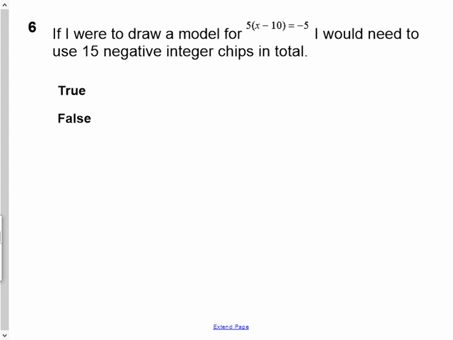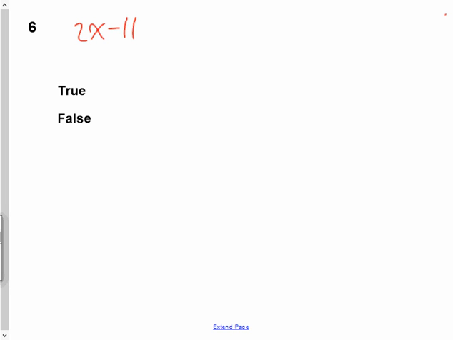And question 6, if I were to draw a model for 5 groups of x minus 10 equal... Oh, I don't have this on your test, do I? Is this on your test? No. What's the actual question on your test? My apologies, I had the wrong question. So here's what it really says.